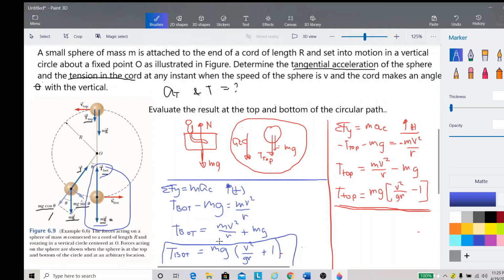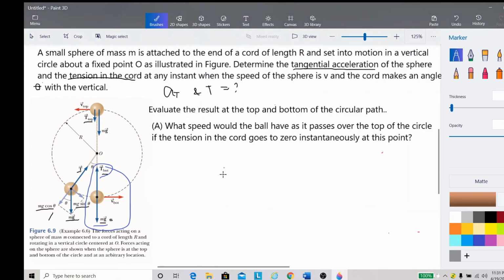Okay. So I guess meron pa rin itong follow-up question. We will pause for a while and then we will type. So we have a follow-up question here. What speed would the ball have as it passes over the top of the circle? So dito daw sa top of the circle, if the tension in the cord goes to zero instantaneously at that point. Instantaneously at this point, the tension is equal to zero.